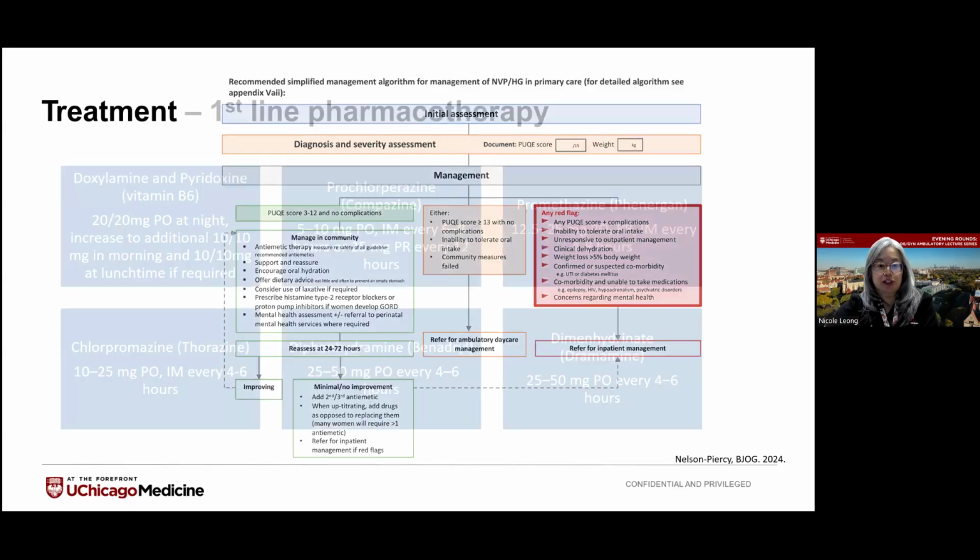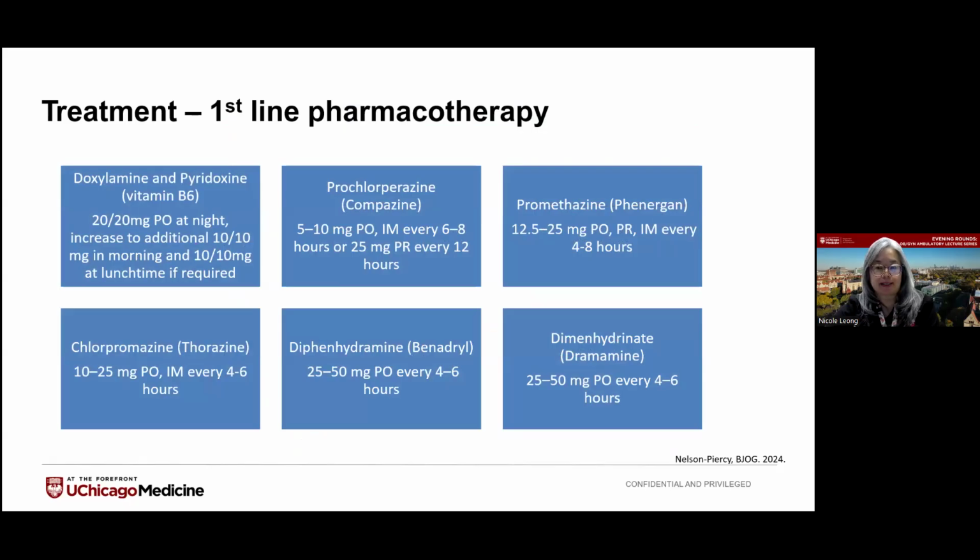Okay, in terms of antiemetics, there haven't been head-to-head trials on these medications, at least extensively. And so most of the recommendations for what we should be giving in terms of antiemetics are really based on safety data rather than efficacy data.